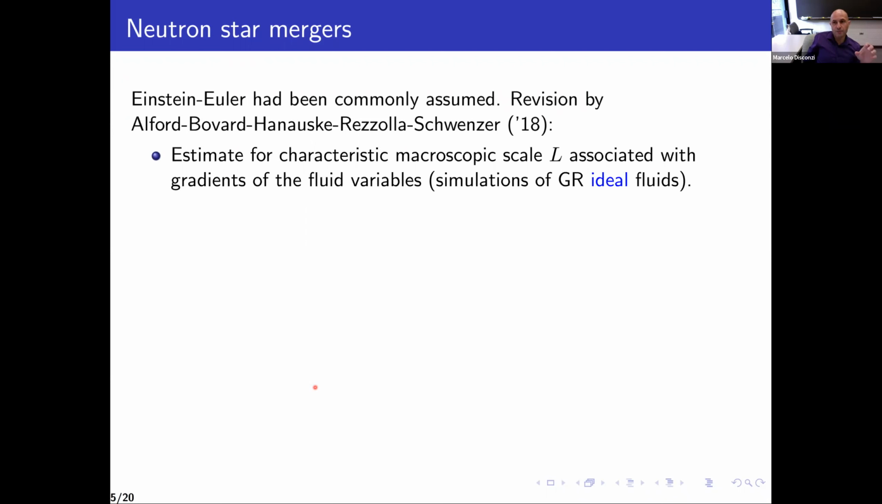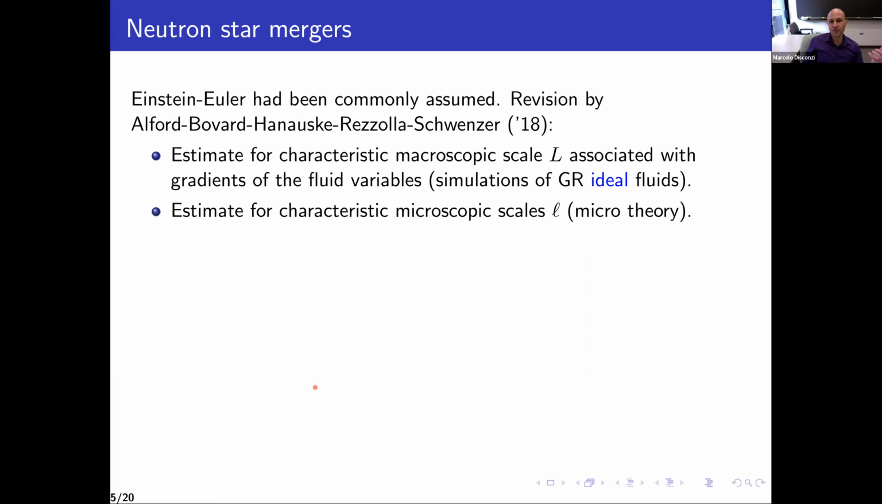And their results can be understood as follows. What they did, they estimated the characteristic macroscopic length of the system, which is associated with gradients of the fluid variables, by running some state-of-the-art numerical simulations of general-relativistic ideal fluids for these mergers. Next, using some macroscopic theory arguments, they obtained an estimate for the microscopic scale of the system.